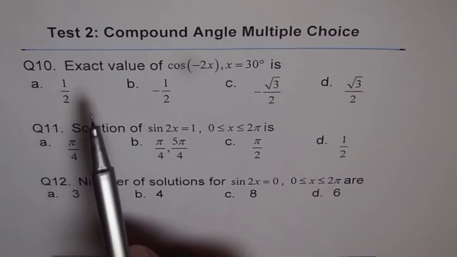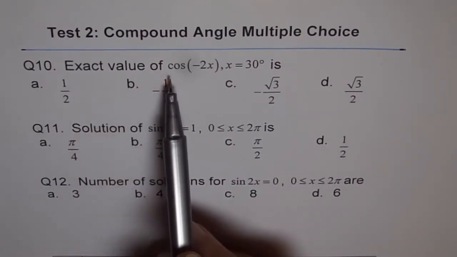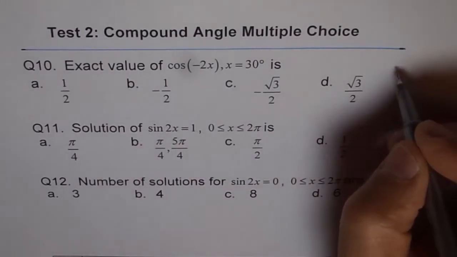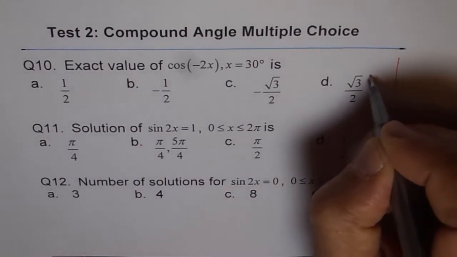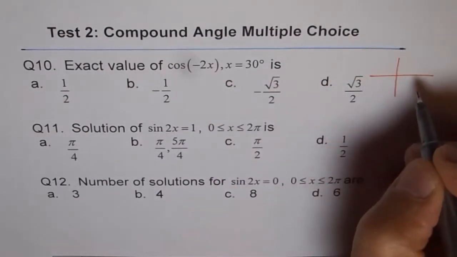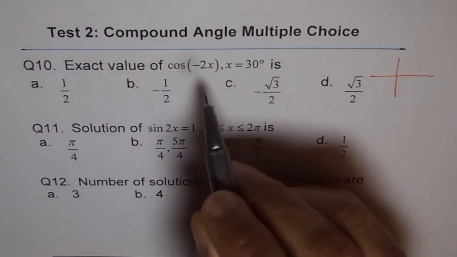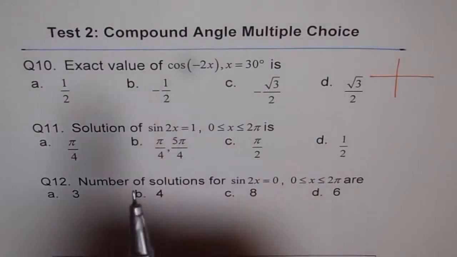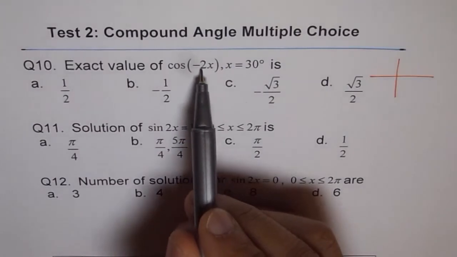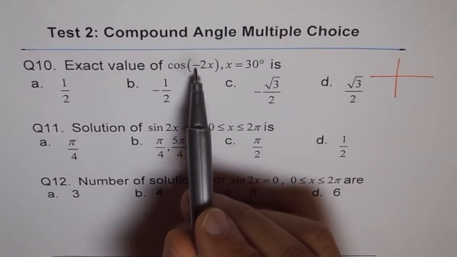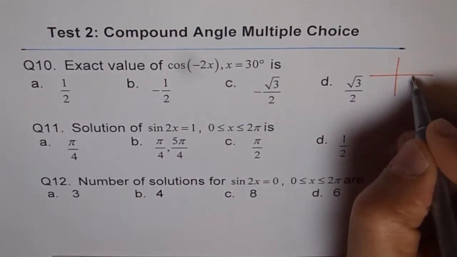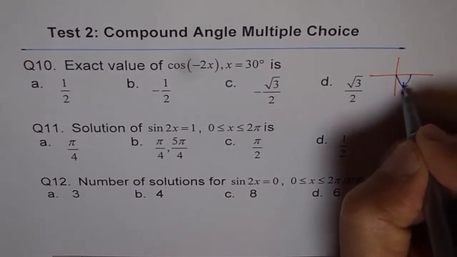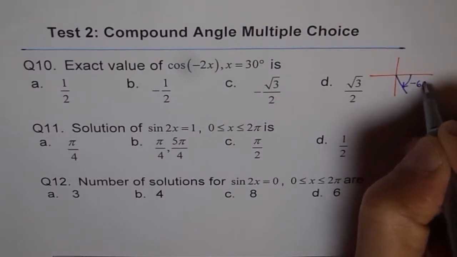Question 10. Exact value of cos of minus 2x, where x is 30 degrees. Remember, when we are talking about minus, that means the angle is clockwise, correct? Now in this case, x is 30 degrees, and therefore 2x will become 60. Minus means you have to go 60 degrees clockwise, so we'll end up here. This is your minus 2x, that is minus 60 degrees, correct?